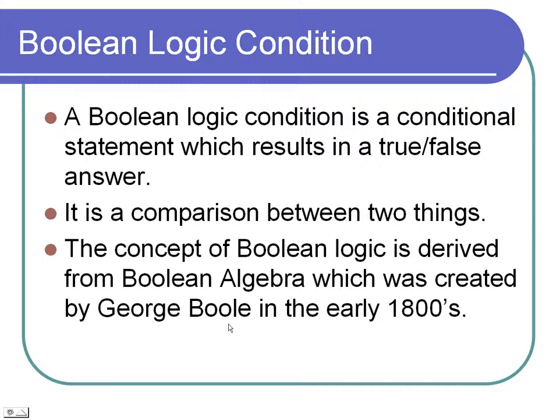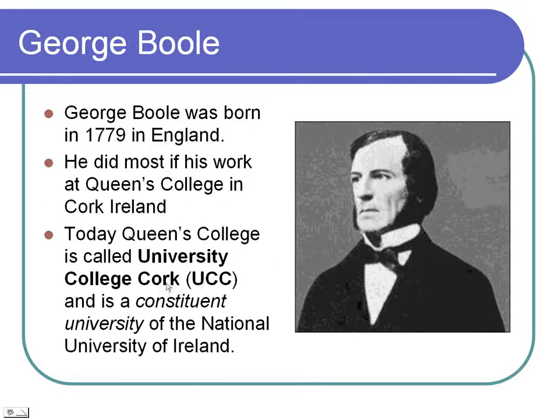The concept of Boolean logic was derived from Boolean algebra, and it was created by George Boole in the early 1800s. Now, good old George Boole was born in 1779 in England, and this is just a little history I think you should know. He did most of his work at Queen's College in Cork, and today Queen's College is called University College Cork, a constituent of the National University of Ireland. Okay, so that's George Boole. Just a little historical note there, so you know who George Boole was, and that he created Boolean algebra way back in the early 1800s, late 1700s maybe. He did a little starting work on it. So that's where Boolean algebra came from.